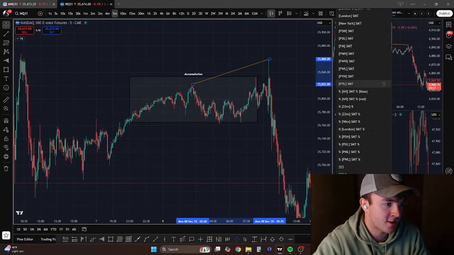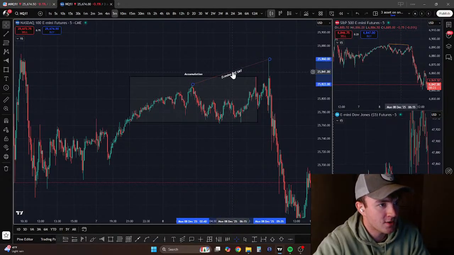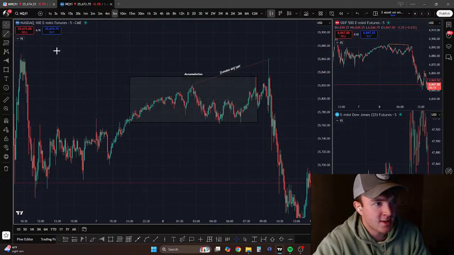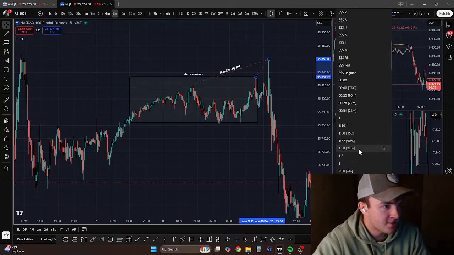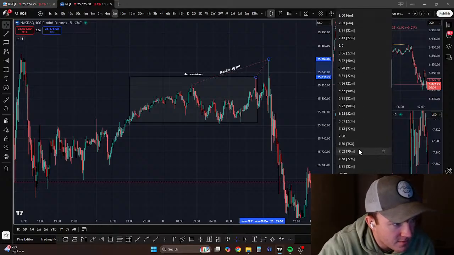But very clearly, we have London SMT here. So SMT with the 6-hour high of London, and then we have a 90-minute SMT with the high between 7:30 and 9. So we have stacked time-based SMTs, and then we go lower. It's just that simple.